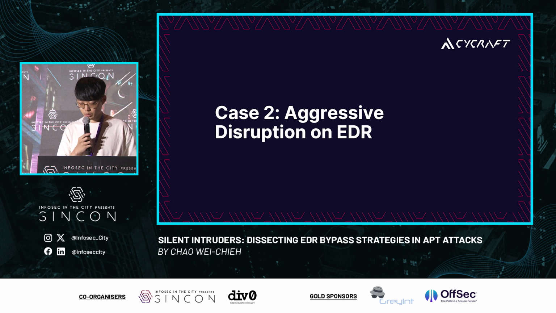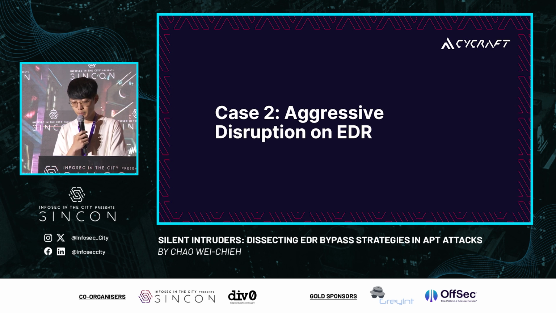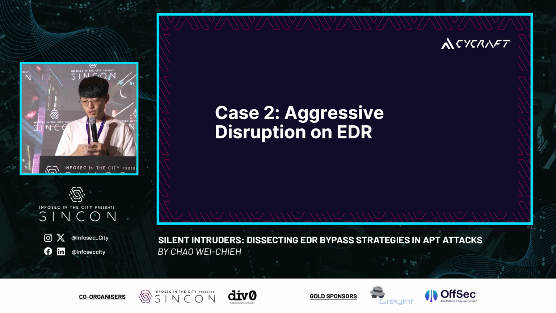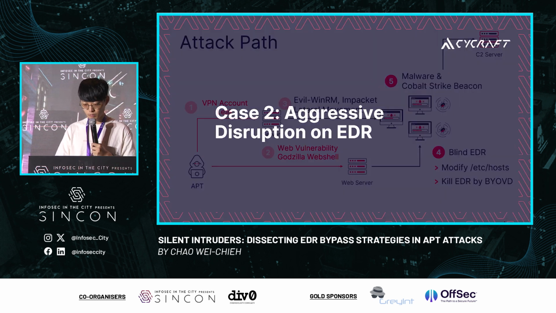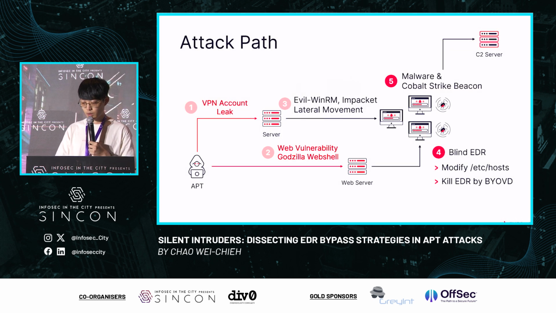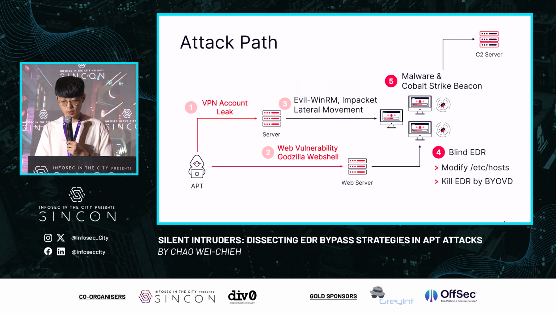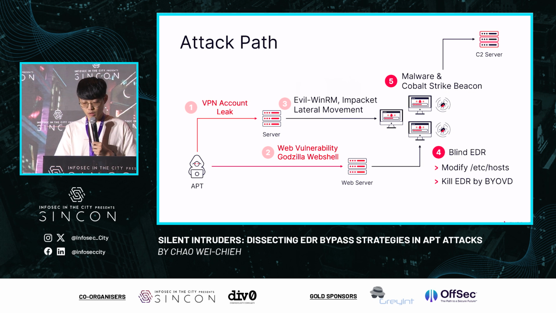Okay, so now we will look at our second APT case. In this case, the attacker applied multiple evasions on the endpoint, and we will spend more time on this case. So here is the overall attack path. We are not talking too much about the first three steps.